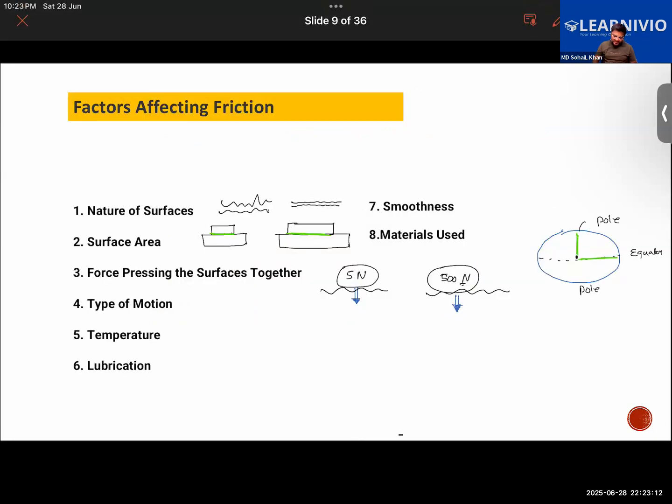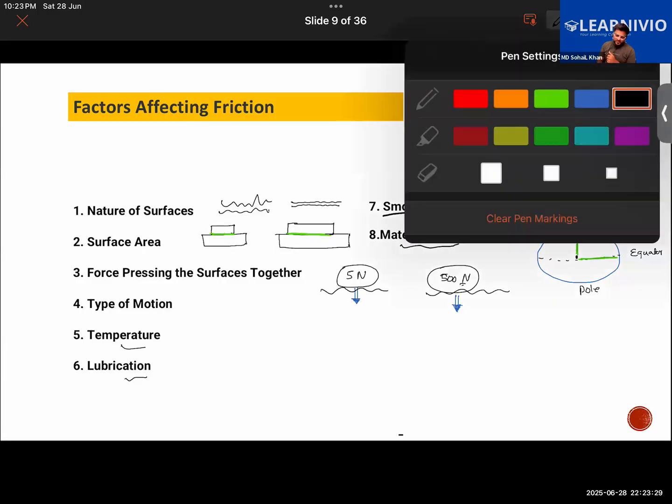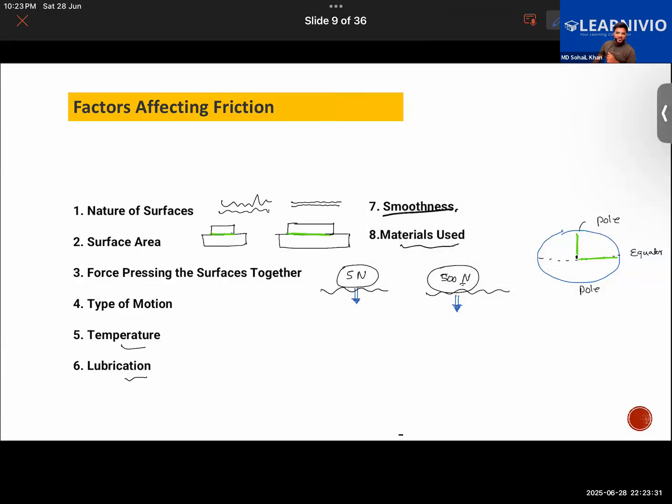Now there are some other factors also, like temperature, lubrication, material used, and smoothness, like we have already discussed. The question is, how will the temperature determine the friction between the two surfaces? You guys keep your cameras on. Priyanka, Abu Bakr.